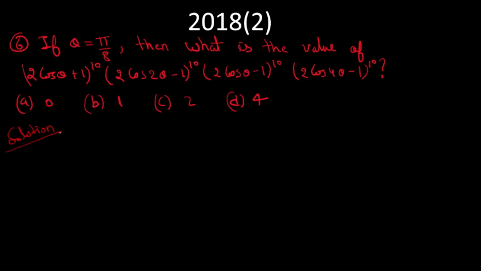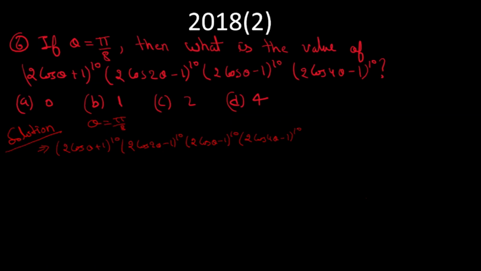The next question: given theta equal to pi by 8, what is the value of (2 cos theta plus 1) power 10, (2 cos 2 theta minus 1) power 10, (2 cos theta minus 1) power 10, and (2 cos 4 theta minus 1) power 10? That is what we are asked to find.